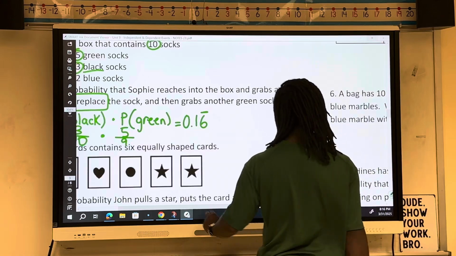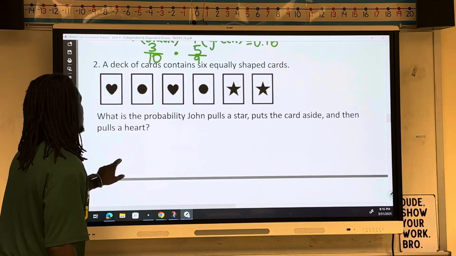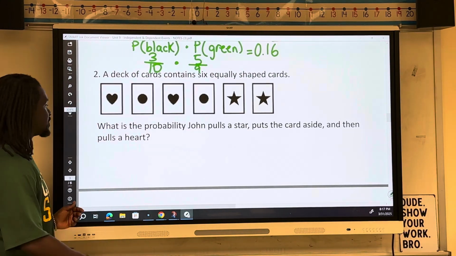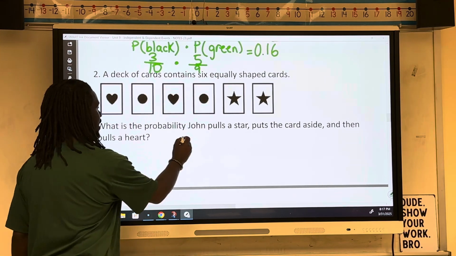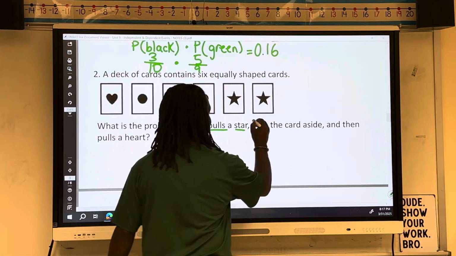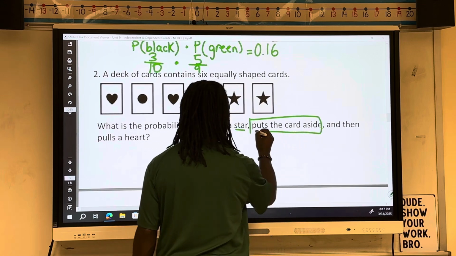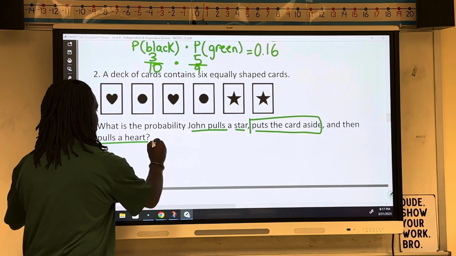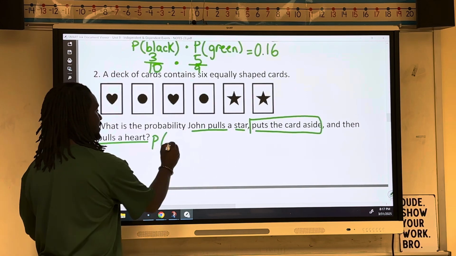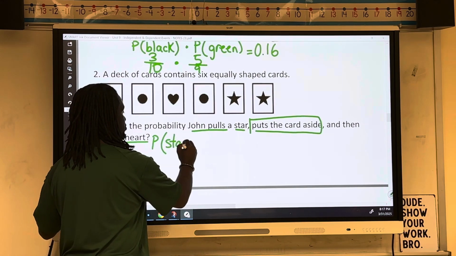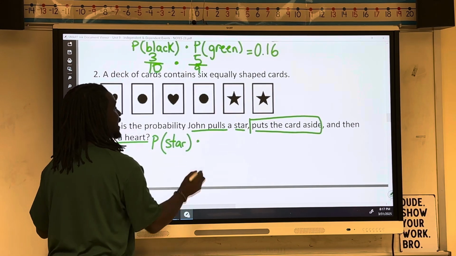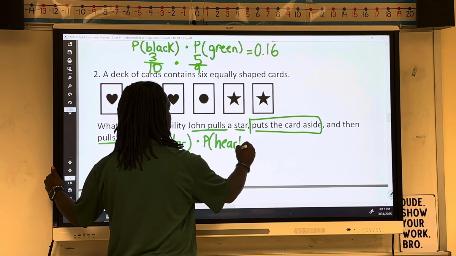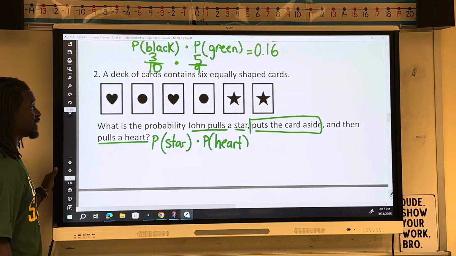Let's do another one. We've got a deck of cards with 6 cards equally shaped. What's the probability that John pulls a star, then puts the card aside, so he's not putting it back, and then pulls a heart? So we are looking for the probability of getting a star, not putting it back, and then the probability of getting a heart. So what's the probability of getting a star?